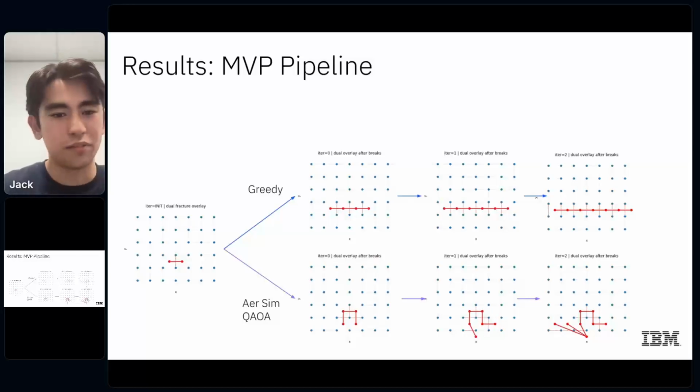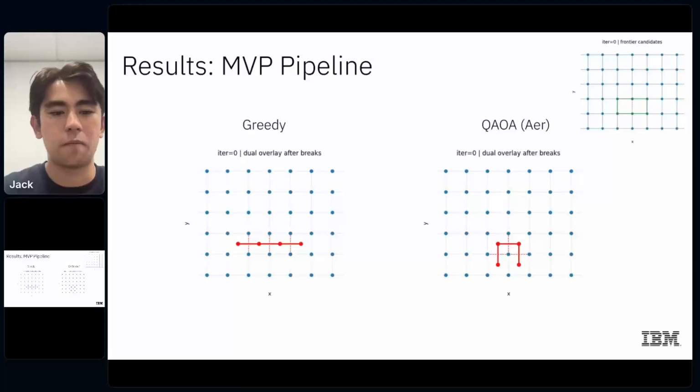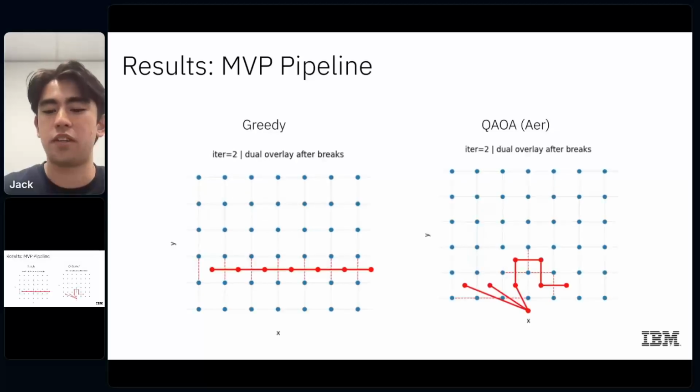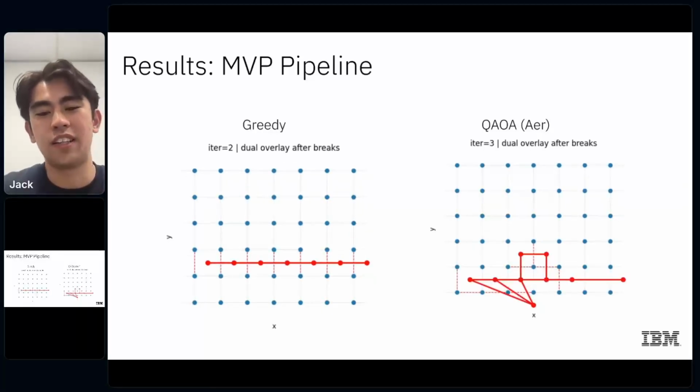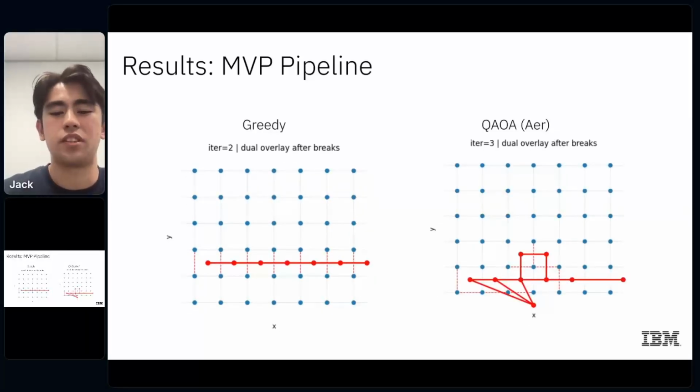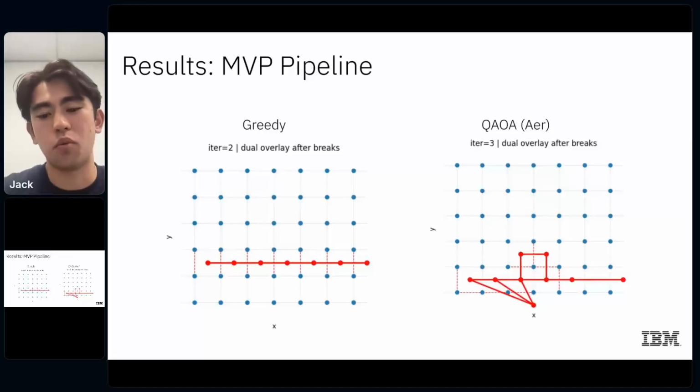Here's a bunch of steps that we went through comparing a greedy method versus a QAOA method. Although this is an ideal simulator, we can see how the QAOA version can capture some richer physics in more complicated systems.